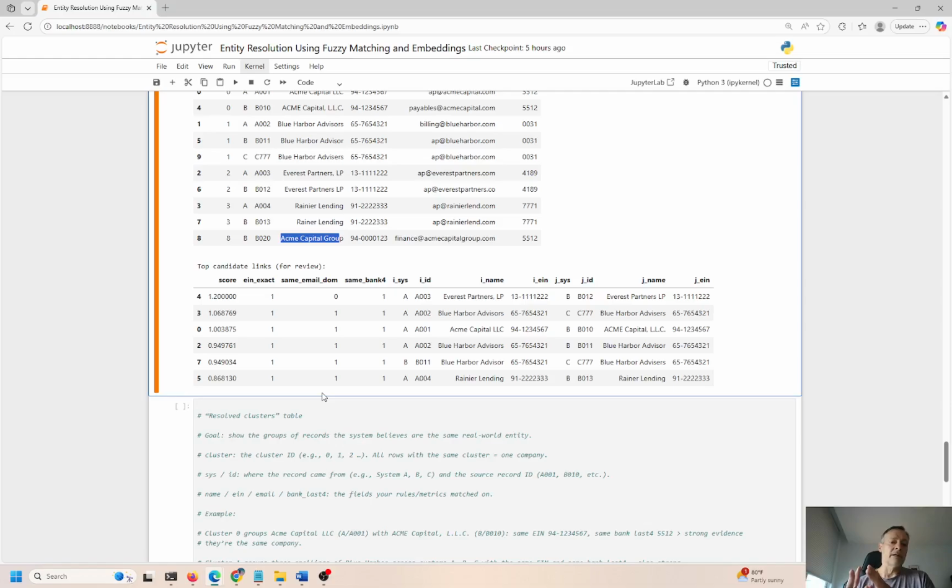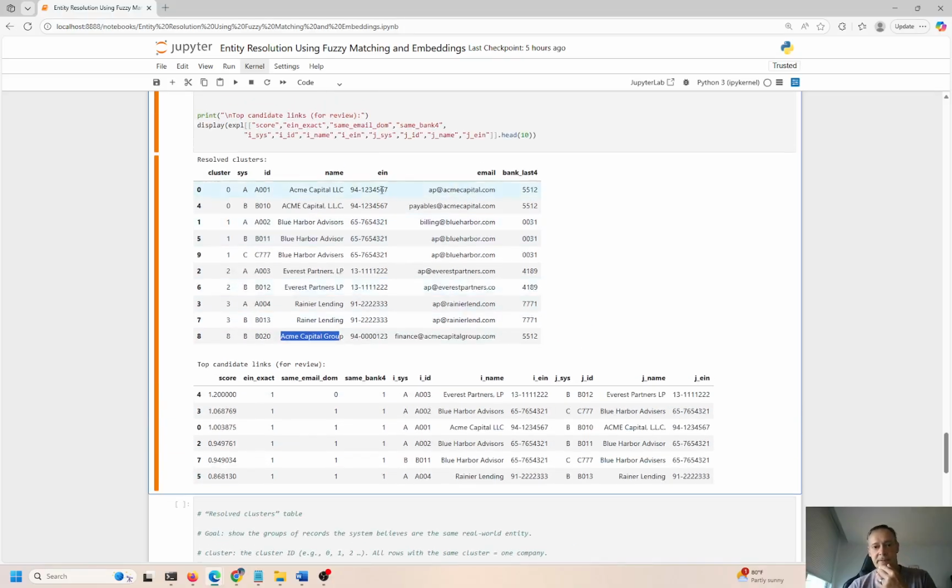We have the scores down here. The EIN matches exactly if you look at these EINs, so that is very helpful too. So you know this is the same account. You know this is the same account. These EINs match up perfectly. The emails match up perfectly, right? Same email. So those are good. And we have the last four of the bank account statement. So those match up perfectly.